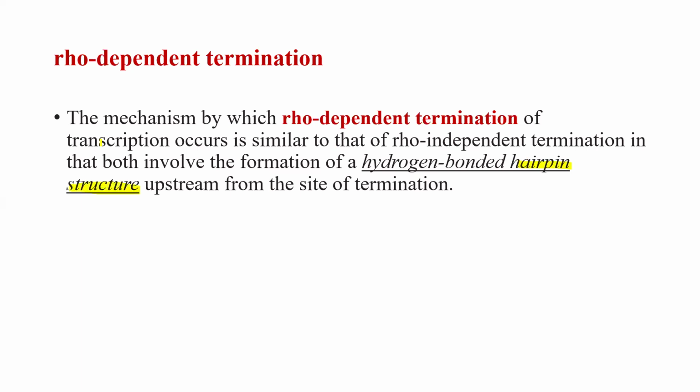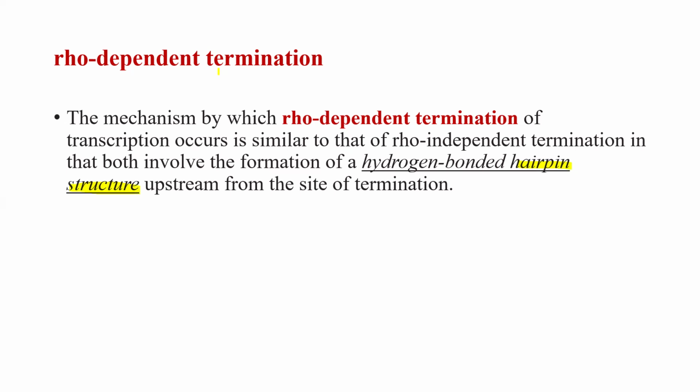So as the name suggests, rho dependent, we may see that there are many differences between rho independent and rho dependent termination mechanisms. Yes, there are differences. One of the major differences is that the rho dependent mechanism is going to involve rho protein, which is not there in the rho independent mechanism, but there are some similarities as well.